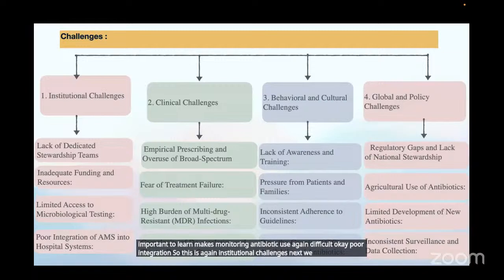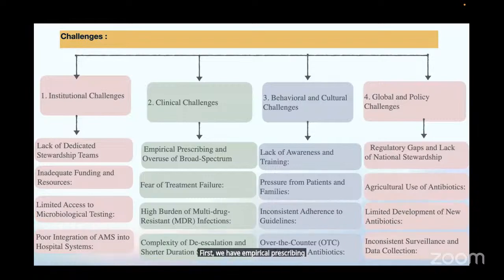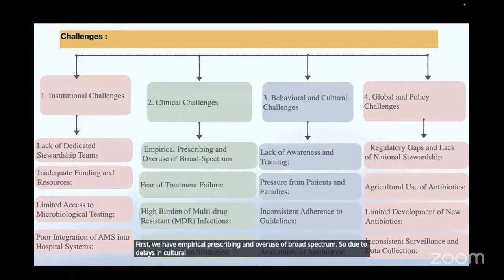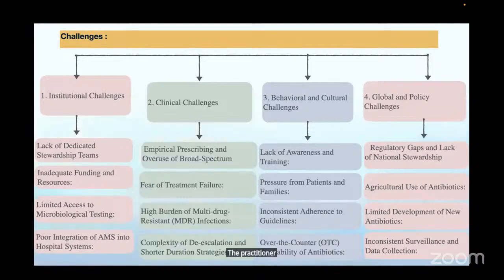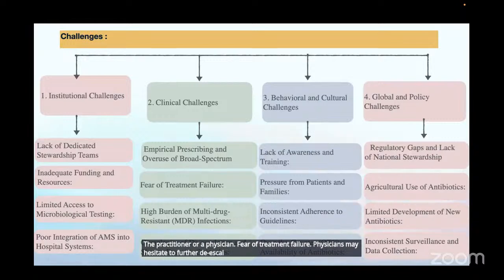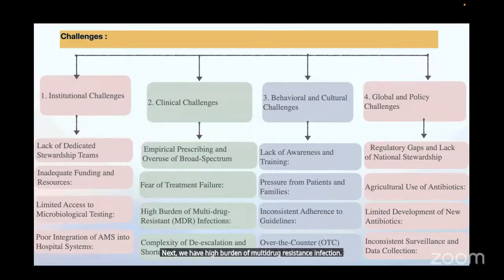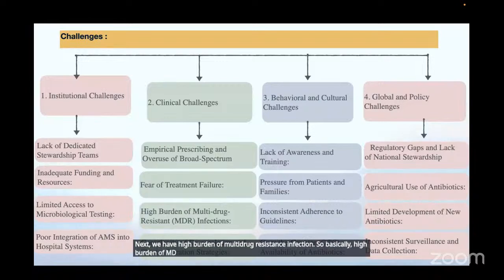Next, we have clinical challenges, which we can modify. Okay, institutional challenges are not in our hands, but the clinical challenges we can modify, right? First, we have empirical prescribing and overuse of broad spectrum antibiotics. So, due to delays in culture results, clinicians often prescribe broad spectrum antibiotics empirically, leading again to unnecessary exposure to antibiotics. So if you are aware of it, you can further modify or suggest to the practitioner or physician. Fear of treatment failure: physicians may hesitate to de-escalate even when the microbiological data suggest it is safe, fearing the patient's deterioration. That is also a fear of treatment failure. Next, we have the high burden of multi-drug resistant infection. So basically, a high burden of MDR infection, which is again very important.